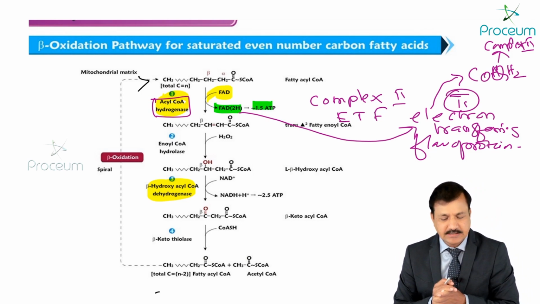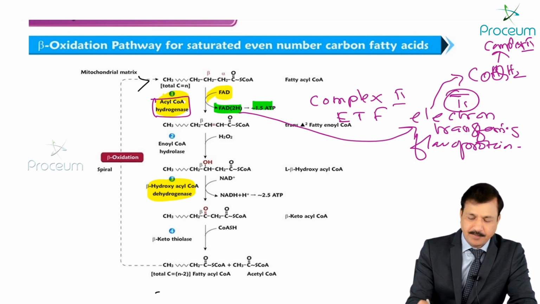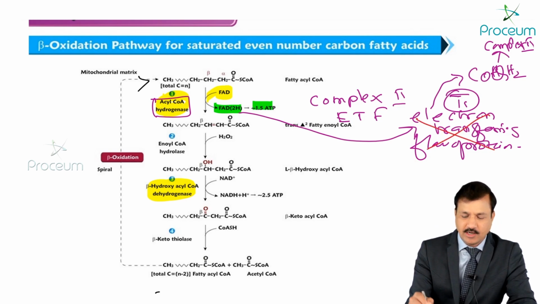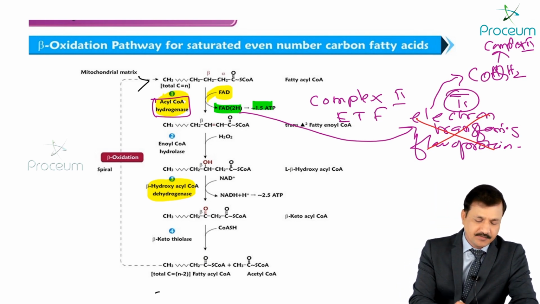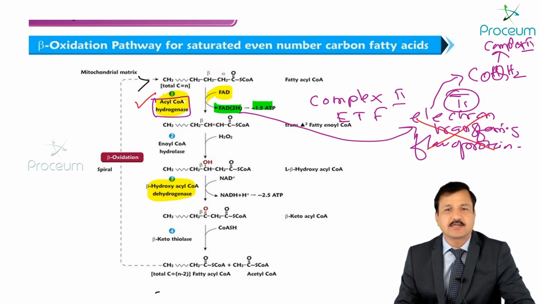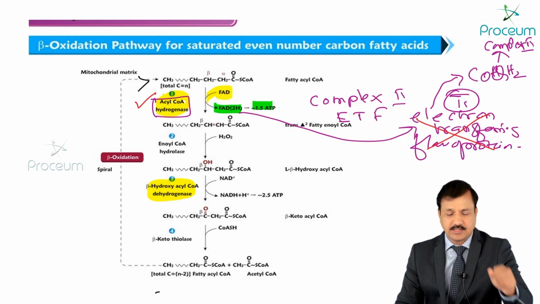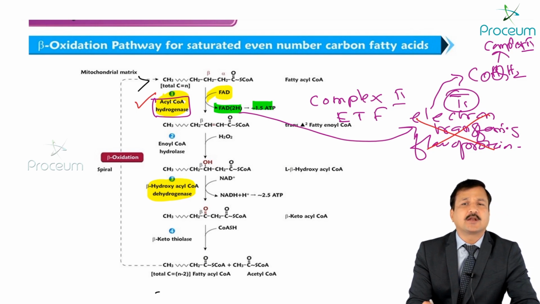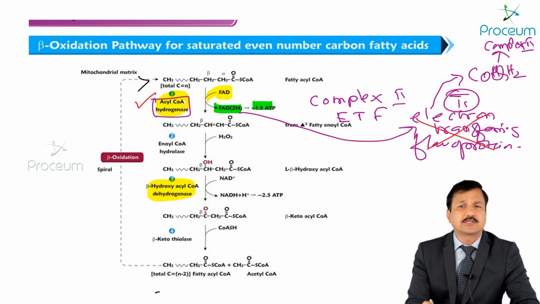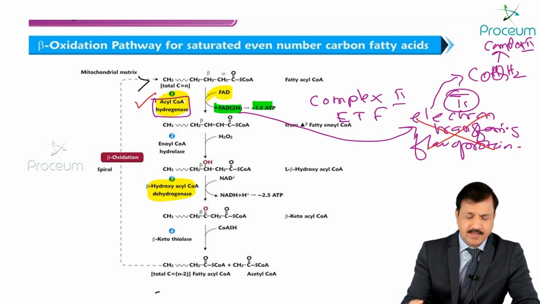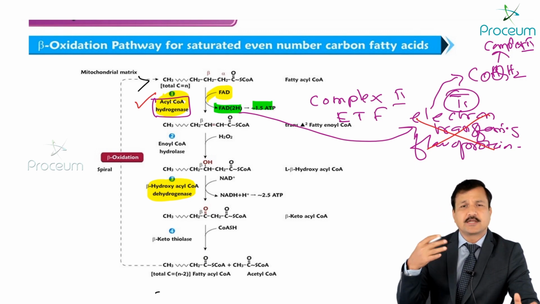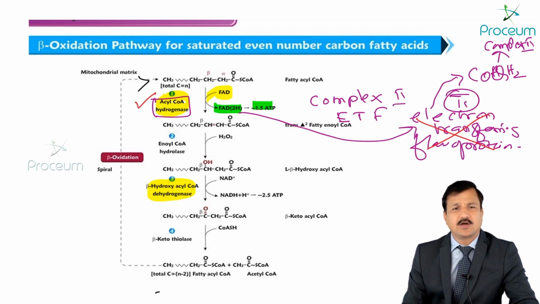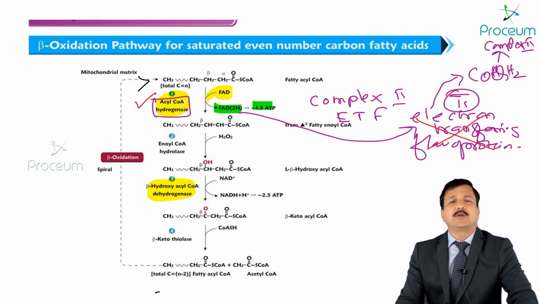So the point here is, if there is any defect in complex 2 of electron transport chain, like what if electron transferring flavoprotein is mutated, that can affect acyl-CoA dehydrogenase enzyme reaction in beta oxidation of fatty acid. That's one thing. What if there is an inhibitor of complex 2, like we have carboxin and thenoyltrifluoroacetone? These are complex 2 inhibitors. That can also affect complex 2 in the electron transport chain, right? So that can also affect acyl-CoA dehydrogenase enzyme reaction in the beta oxidation.